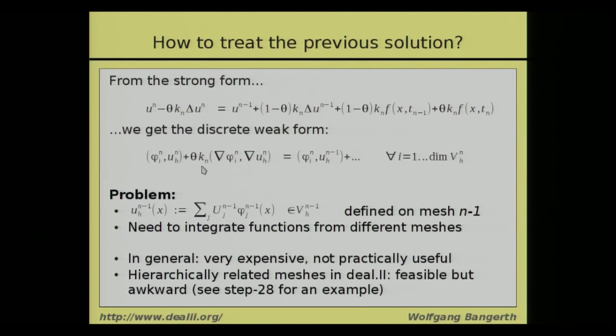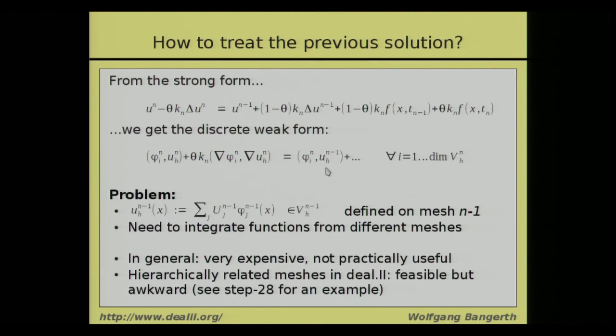I get plus theta k times the Laplace matrix here. And then I have over here on the right-hand side terms like this one. So this comes out of this term. I multiply it with phi n i at time n. And I get a term like this here, plus multiple other terms that come from the remaining terms on the right-hand side of the strong form.